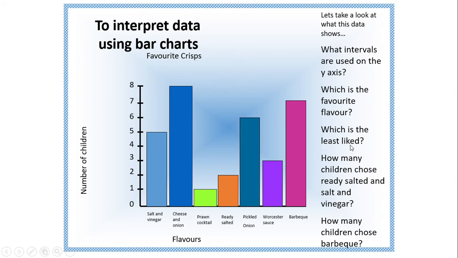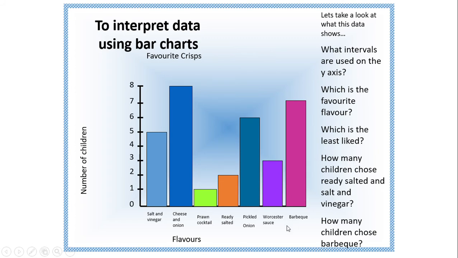Which is the least liked flavour? So let's take a look at the smallest bar, the bar with the smallest height. And we can see that it's prawn cocktail because only one child chose prawn cocktail.